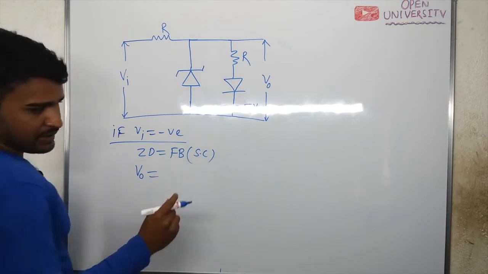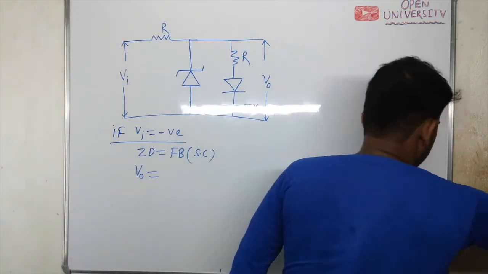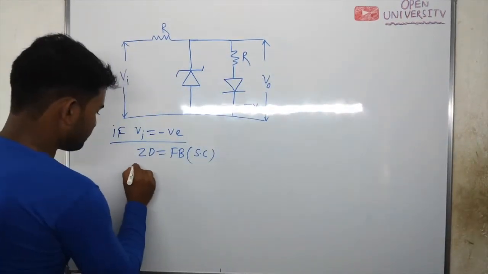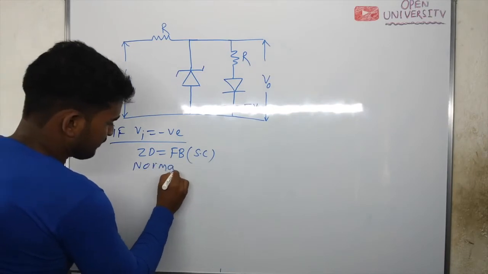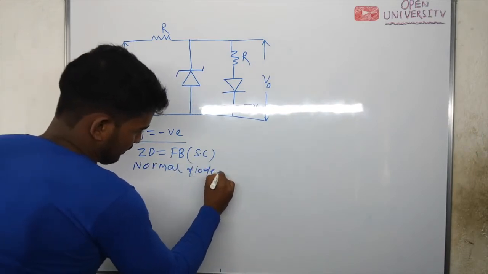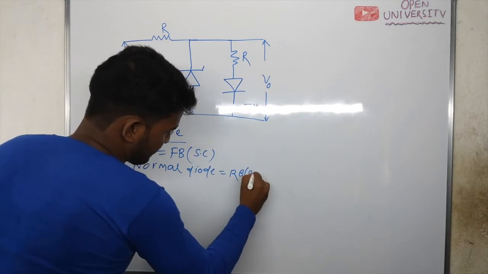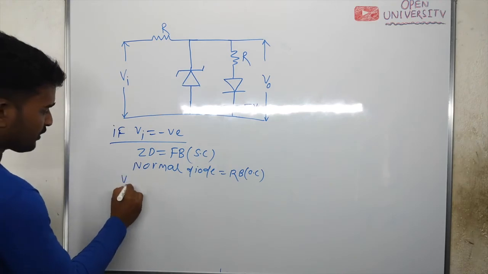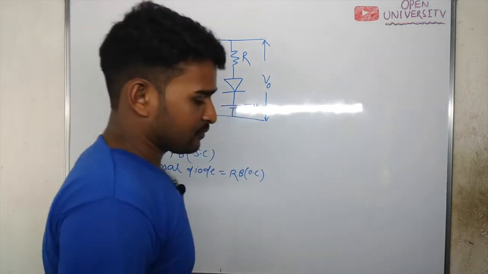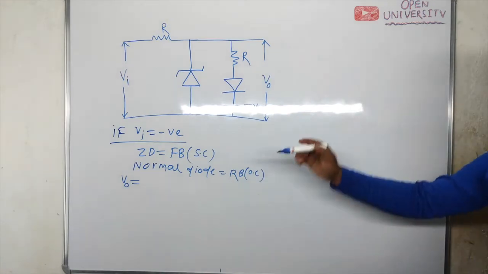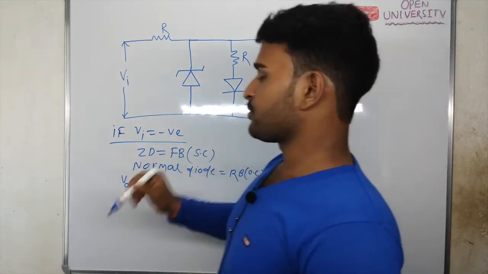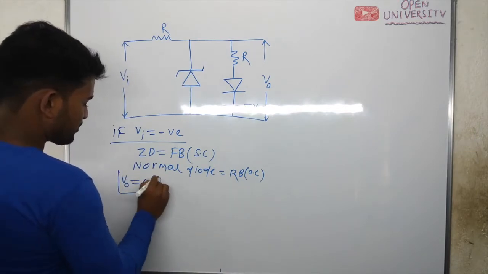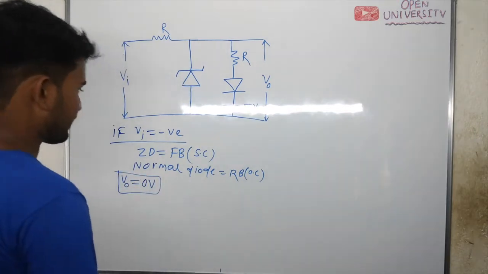So what will be the output voltage? Write down this. That normal diode will be reverse biased, and it will be replaced with open circuit. So what will be the output voltage? If you replace Zener diode with short circuit and normal diode with open circuit, then V naught will be equal to 0 volt. You can do open circuit test. I am directly writing.